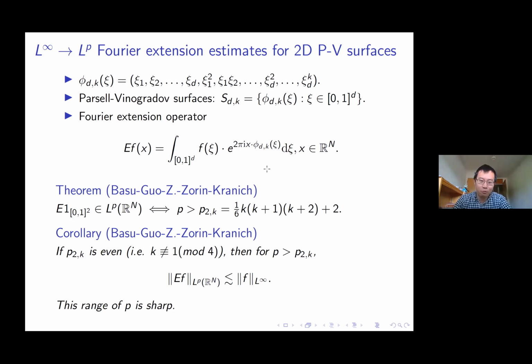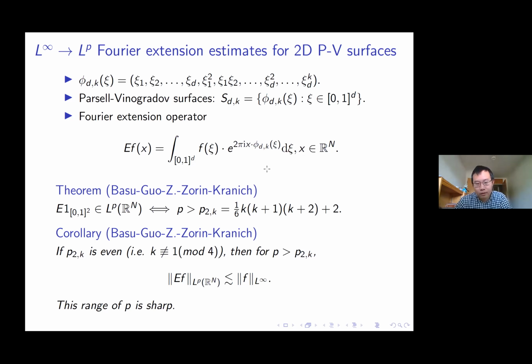If you happened to be at Schipperen's talk last week, he has something very similar, and this works out 3 out of 4 times. So very nice. We are not claiming something that's in an empty set. Then we know that for p bigger than this same critical exponent, for any f in L infinity, the LP norm of E of f is bounded by the L infinity norm of f. So this range of p is also sharp.